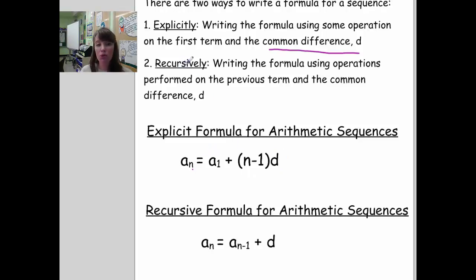Now, if you recall, writing sequences recursively means that to get to the next term, you have to operate on the previous term. Again, explicit means starting with the first term, you do something with it in order to get to the term that you want. So this allows you to skip terms. Writing it recursively, you can only go one term at a time because every term is defined by the previous term. So this is saying take the previous term and add the common difference to it. Recursive formulas end up being easier formulas to deal with, except that you can't skip terms in recursive formulas.